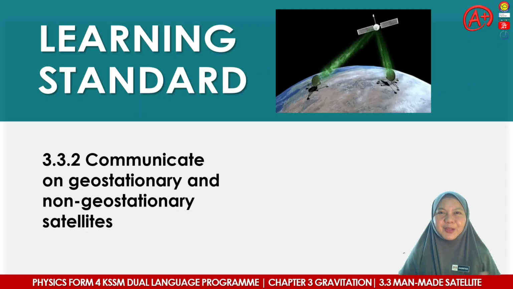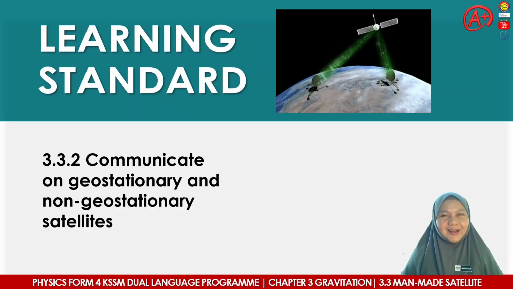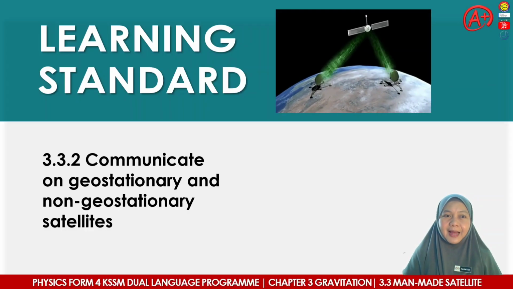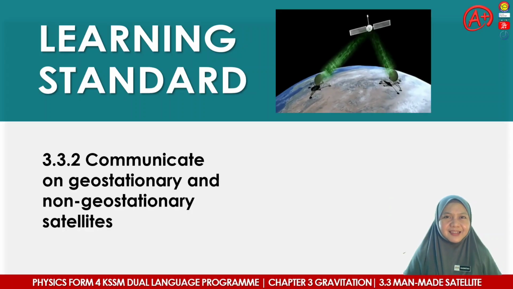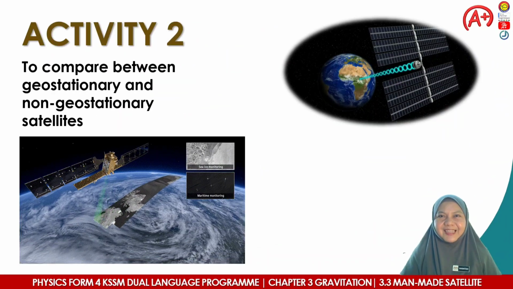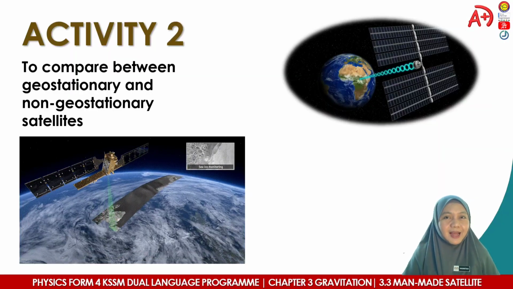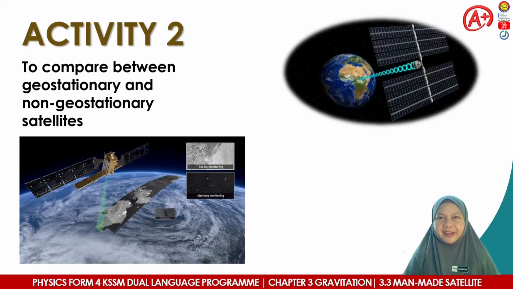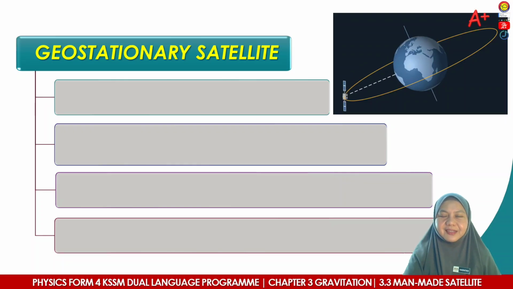Okay, students, how do you think about the first learning standard? Easy, right? So now let us take a look at the second learning standard, to communicate about the geostationary and non-geostationary satellite. What is the difference between these two types of satellite? In this second activity, we are going to compare between a geostationary satellite and a non-geostationary satellite. Let us take a look at the characteristics of a geostationary satellite first.